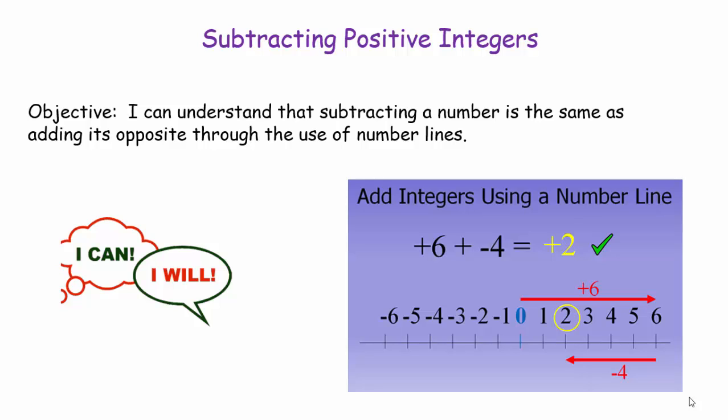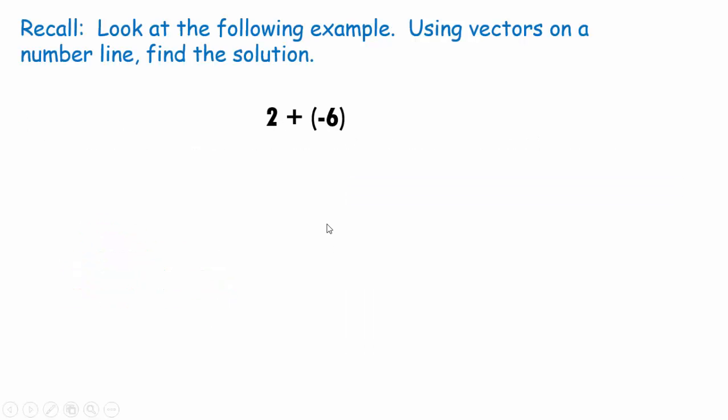Tonight's lesson is on subtracting positive integers. Here's the objective. I can understand that subtracting a number is the same as adding its opposite through the use of number lines. So let's look at the following example.